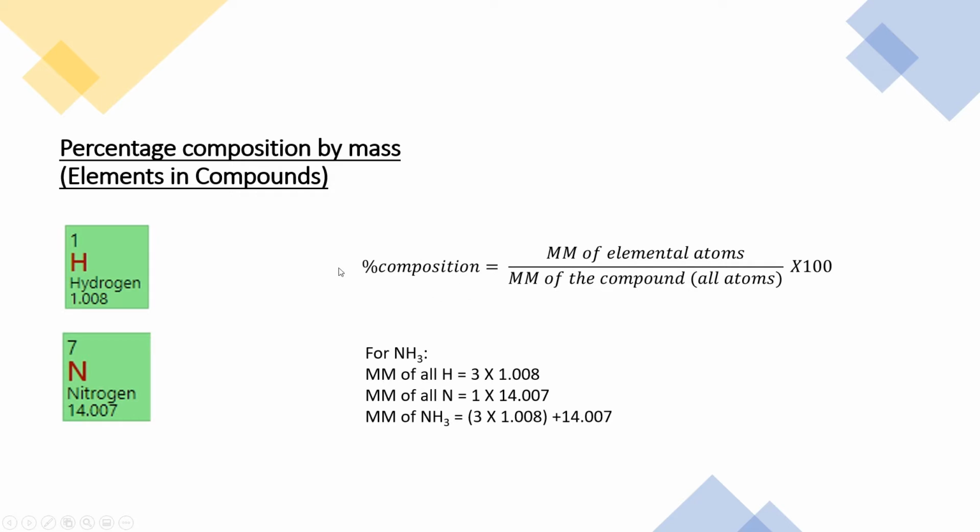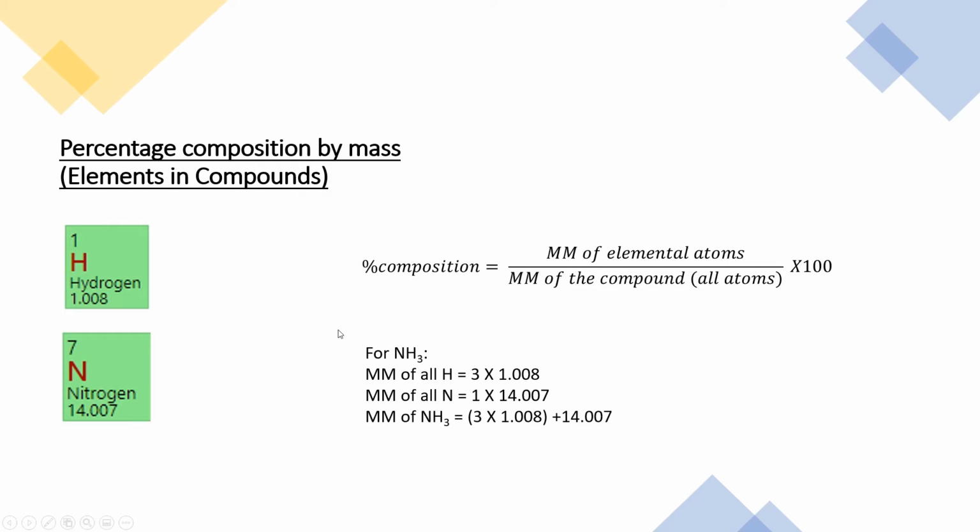So to determine percentage composition, what we need to know is the molar mass of all of the elemental atoms and the molar mass of the compound itself, and divide those two numbers and multiply that by 100. And what that will tell you is what percentage of the mass of a particular substance has come from one of its elements.